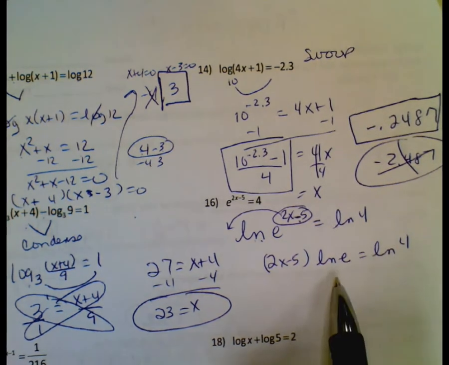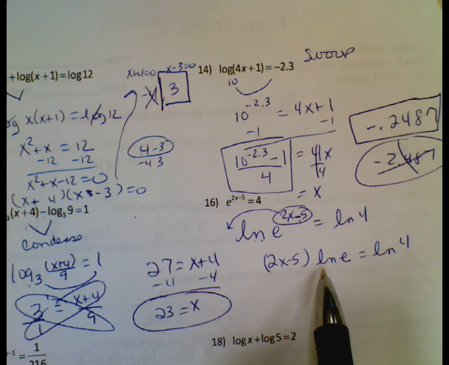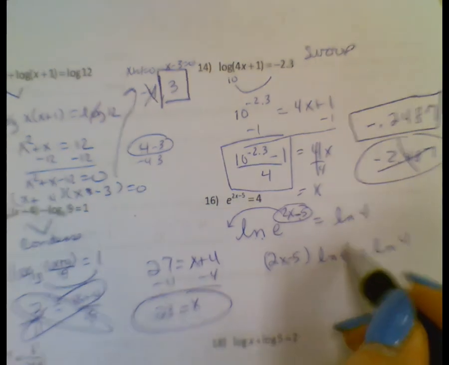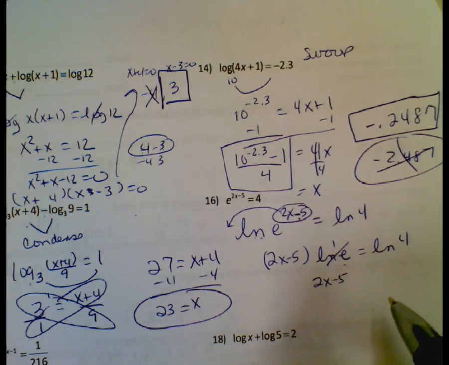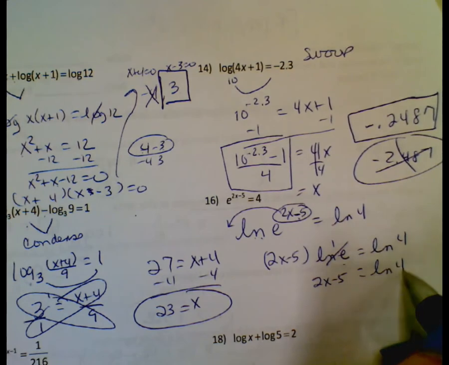Now, does anyone remember what natural log of e is? If not, punch it in the calculator. Natural log of e is just 1. So this whole thing is just 1. So basically, it's just still like having 2x minus 5 equals natural log of 4.